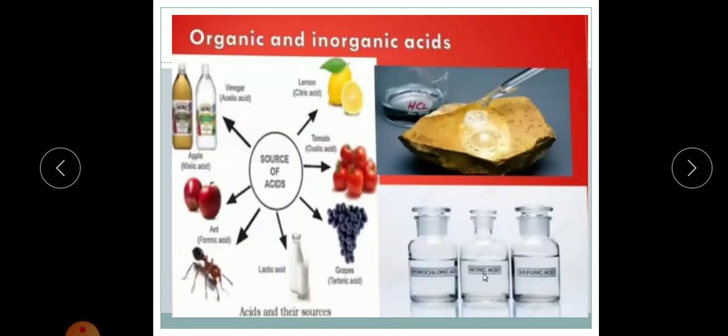Now, these are the various sources of organic and inorganic acids. Lemon gives you citric acid. Tomato gives oxalic acid. Grapes, tartaric acid. Milk, lactic acid, and formic acid. Apple, malic acid. And vinegar, acetic acid. So these are the common organic acids we can see. Whereas inorganic acids are hydrochloric acid, nitric acid and sulfuric acid. These are inorganic acids and they are obtained from minerals.